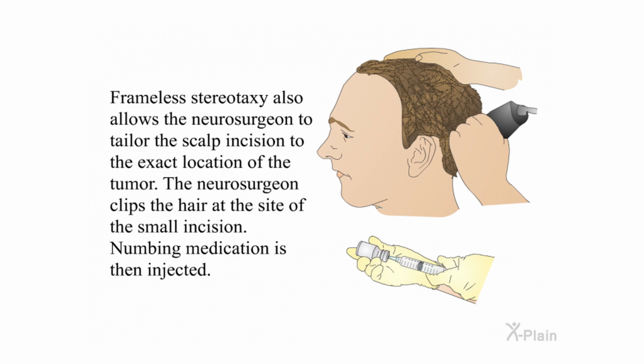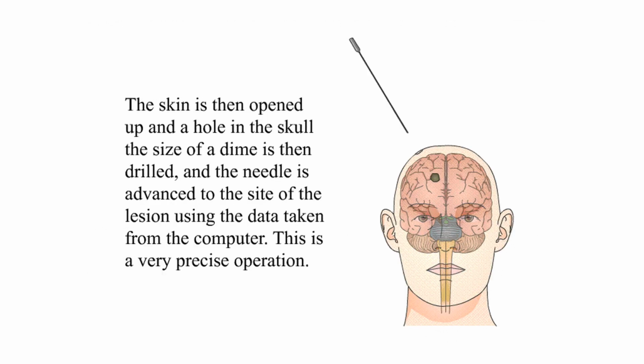The neurosurgeon clips the hair at the site of the small incision. Numbing medication is then injected. The skin is then opened up, and a hole in the skull the size of a dime is then drilled, and the needle is advanced to the site of the lesion using the data taken from the computer. This is a very precise operation.